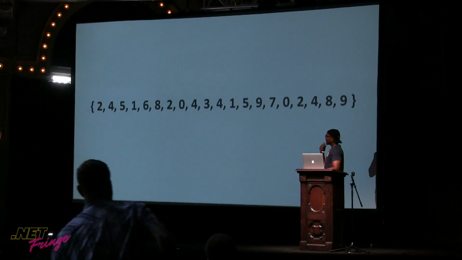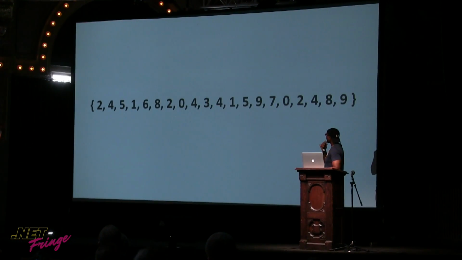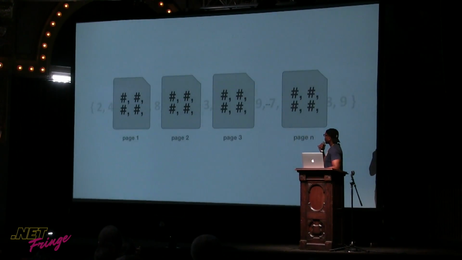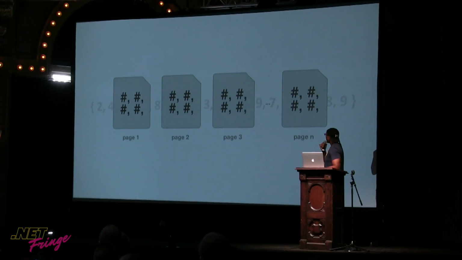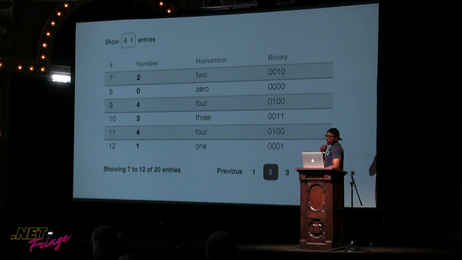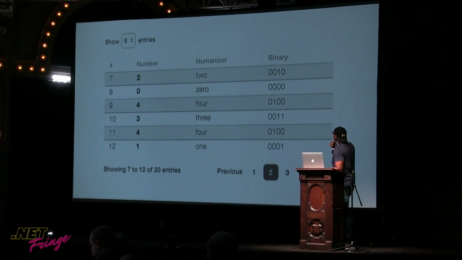The idea is you have a collection, for example, this collection of numbers, and we want to partition this into subpages so that we can generate UIs that look like this.